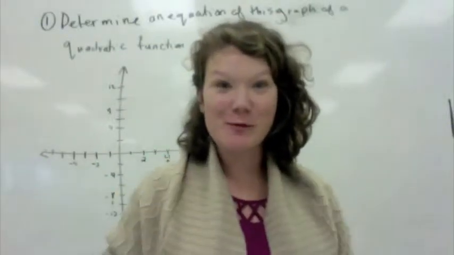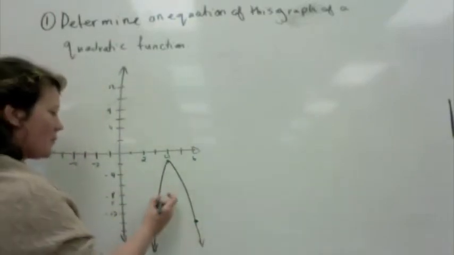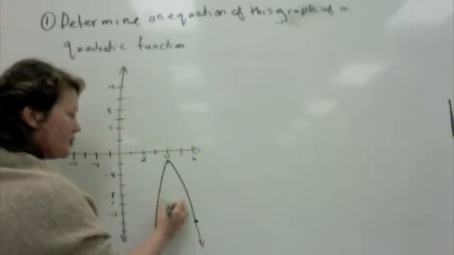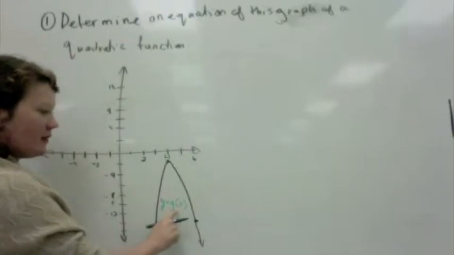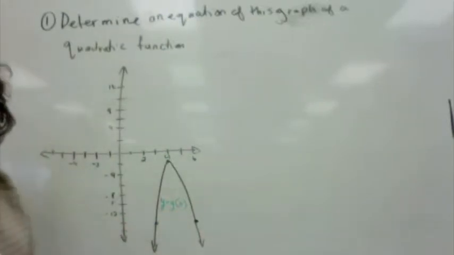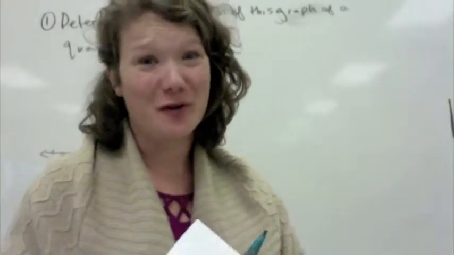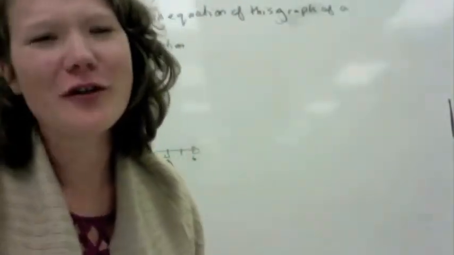So let's do example 1. Determine an equation of this graph of a quadratic formula. And what we're talking about here, let's just refer to this as y equals g of x. It's going to be really good that you get comfortable with this sort of thing. Y equals g of x just means y is some function and we don't quite know what the equation is yet.